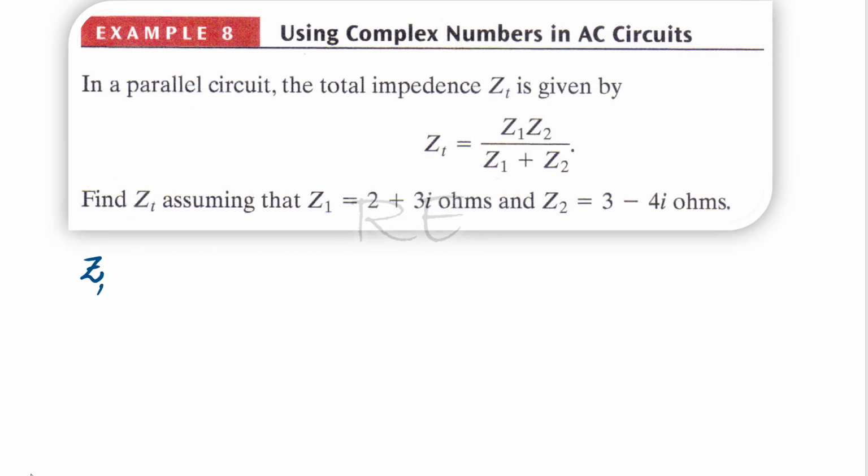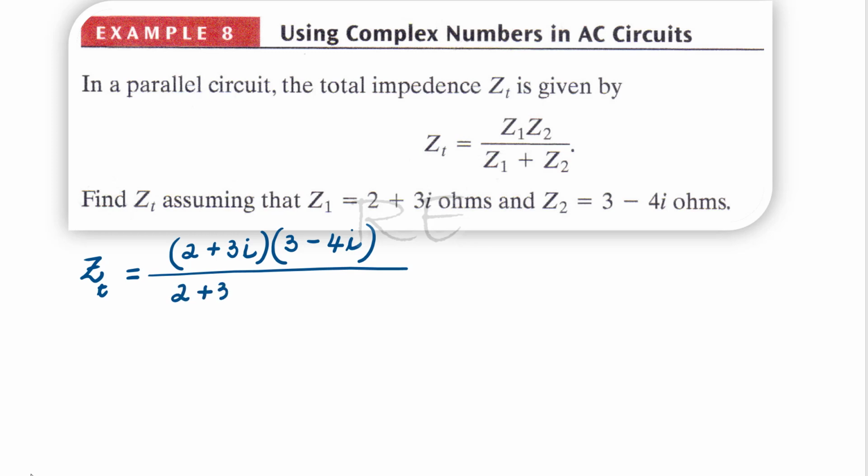ZT is equal to Z1 times Z2 over Z1 plus Z2. Z1 is equal to 2 plus 3i, and Z2 is equal to 3 minus 4i. Z1 times Z2 over Z1 plus Z2, Z1 is equal to 2 plus 3i, plus Z2, 3 minus 4i.